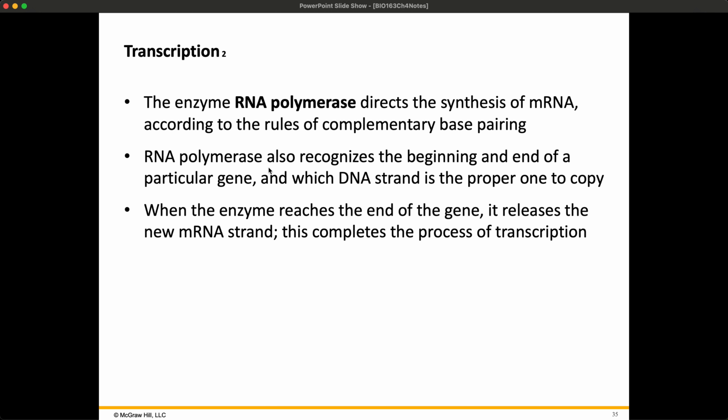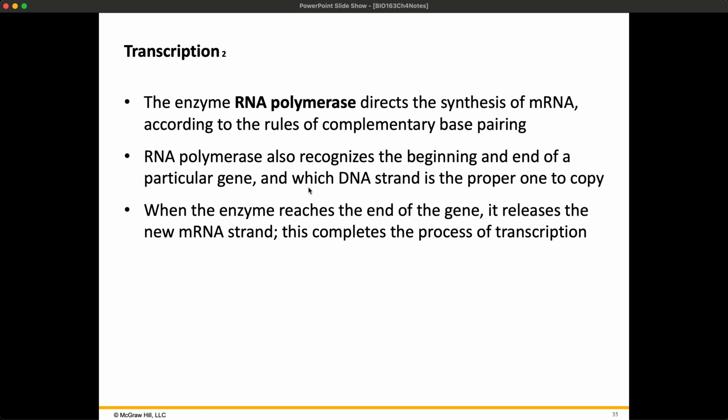It recognizes the beginning and end of a particular gene, in which DNA strand is the proper one to copy, because if it were to copy the non-coding strand, then you would get basically the inverse of the protein that you need. So the RNA polymerase is able to figure out which one do I need to bind with based on the way the chemical bonds are lined up, and that's the way that it reads the strand to be transcribed. When it reaches the end of the gene, it releases the new mRNA strand, and that completes the transcription process.